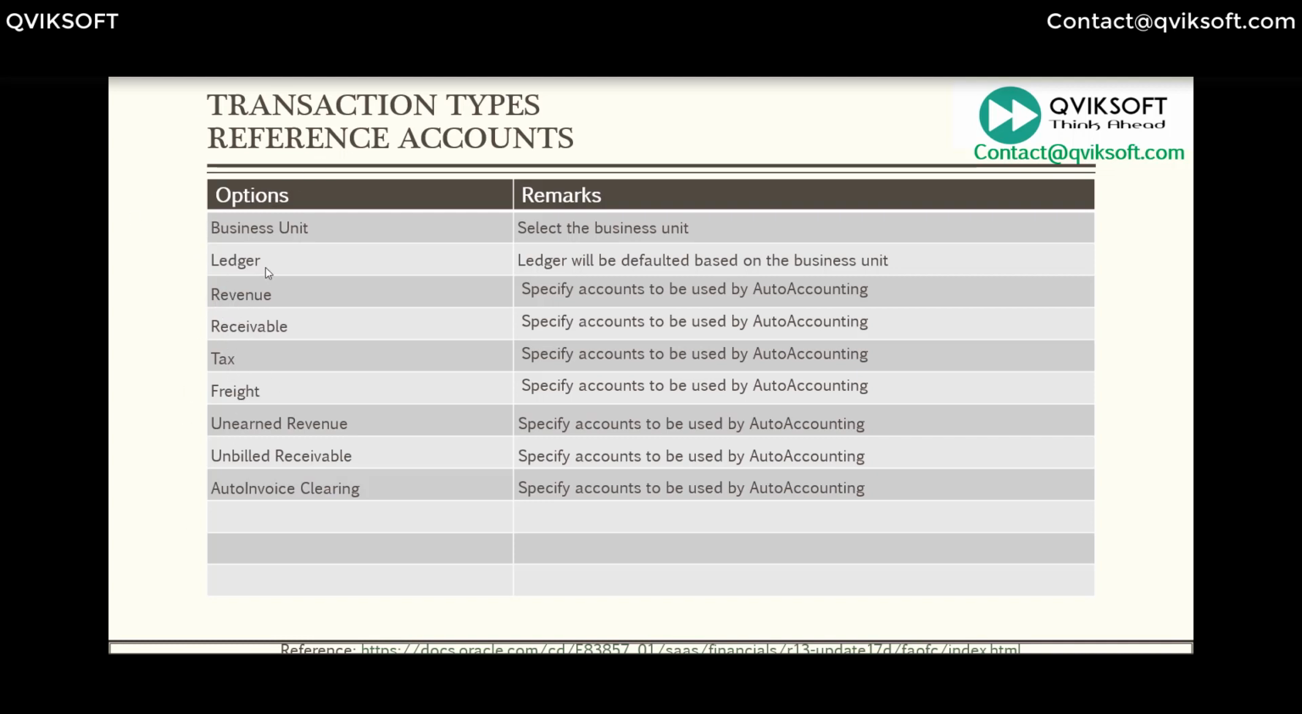So I can define account codes which are like revenue, receivable, tax. All these are account codes which are used at invoice level. I can define all these accounts at transaction type level, and in auto accounting, I can specify. Auto accounting is a process at invoice level which can automatically create your distribution accounts, which you'll be learning later.